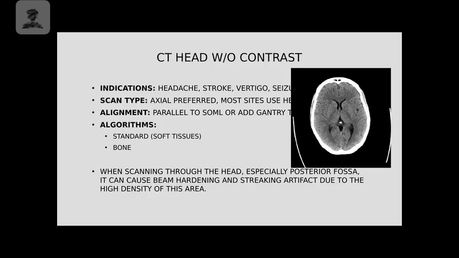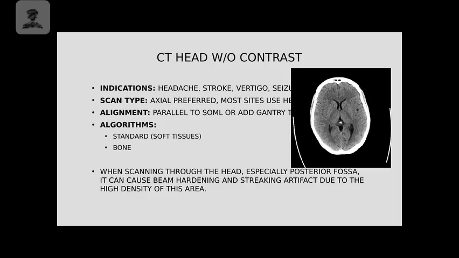We like to align it to the SOML or have a gantry tilt because when you do that, you actually avoid exposure to the lens of the eye. If you don't do that, a lot of times the patient's head is not in the correct position. And to get all of the bottom of the brain matter at the base of the skull, you will end up scanning part of the lens of the eye. The lens of the eye can receive less radiation before we start to see things like cataracts being developed.